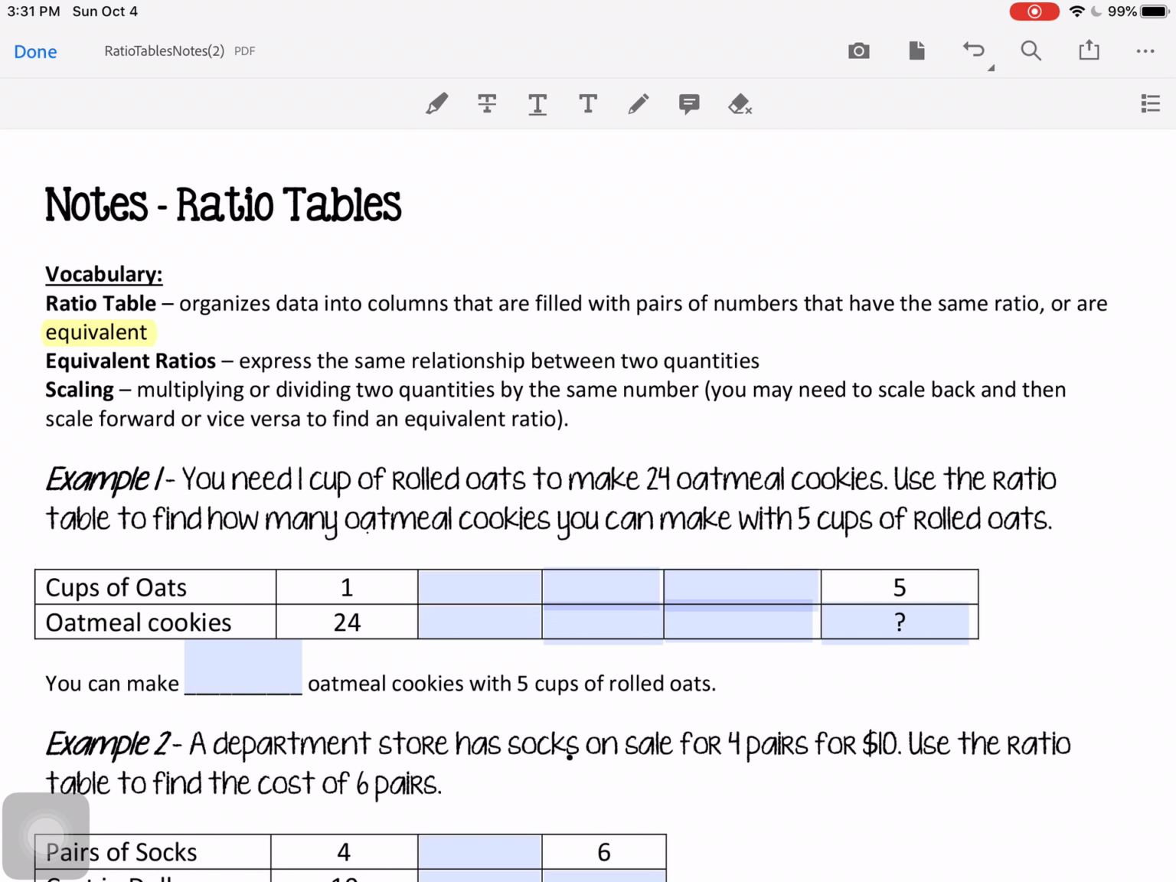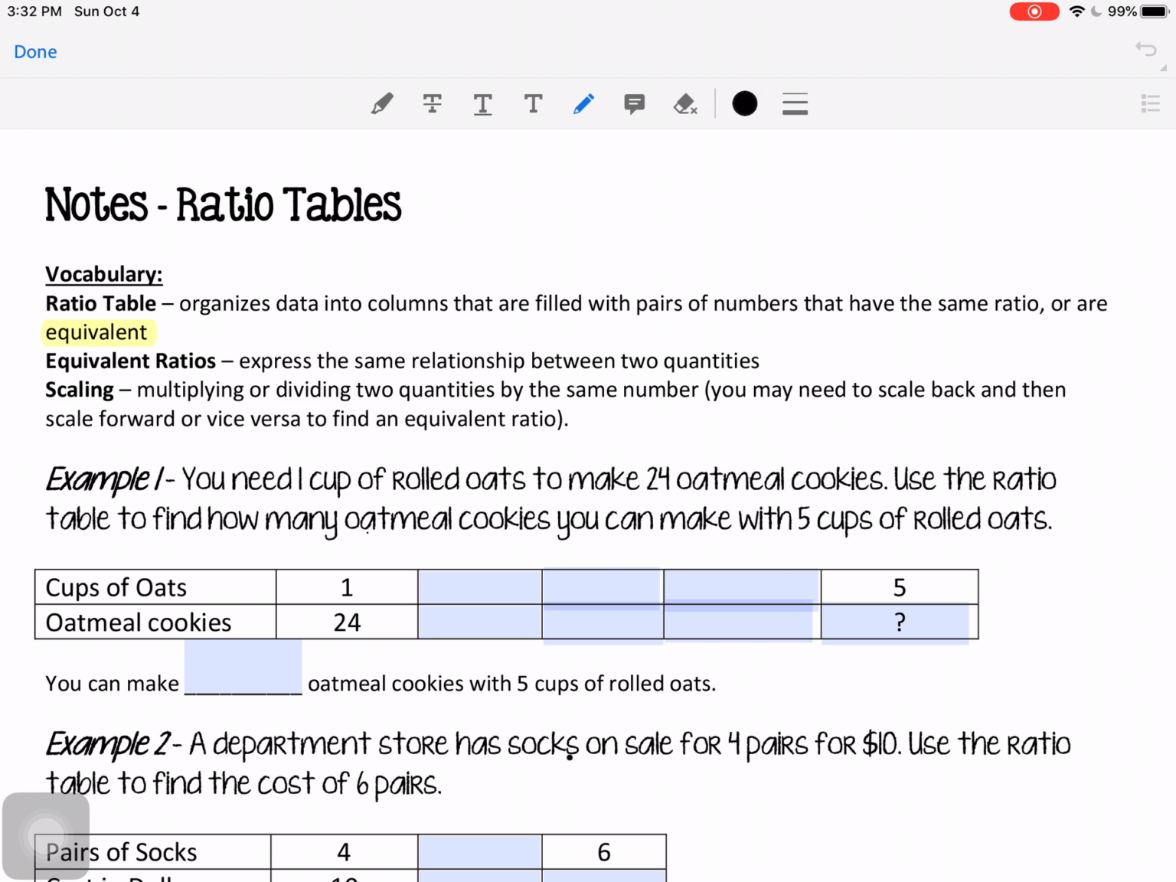Today's notes are on ratio tables. A ratio table organizes data into columns that are filled with pairs of numbers that have the same ratio or are equivalent. An equivalent ratio expresses the same relationship between two quantities. And when you're scaling, you're either multiplying or dividing two quantities by the same number. So let's look at example number one.